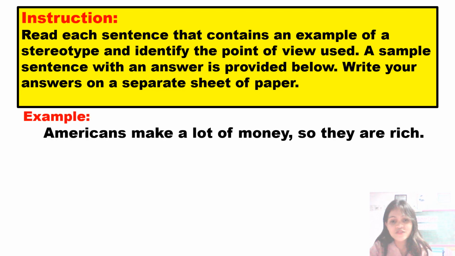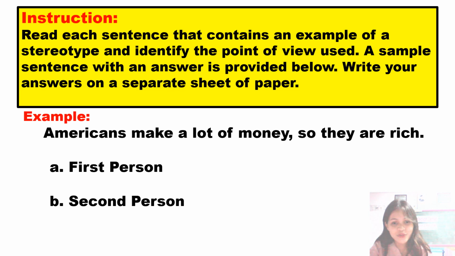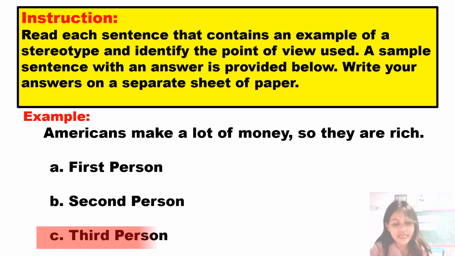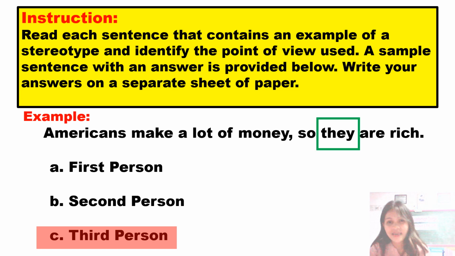Americans make a lot of money, so they are rich. A. First person point of view. B. Second person point of view. C. Third person point of view. And the answer is letter C. Third person point of view. And your clue there is the narrator uses the pronoun they, as if he or she tells the readers about the feelings or thoughts of the characters. Now it's your turn. Be ready with your pencil and paper.